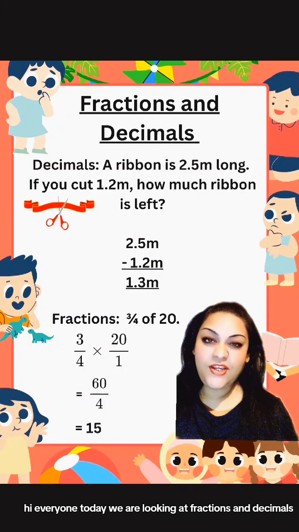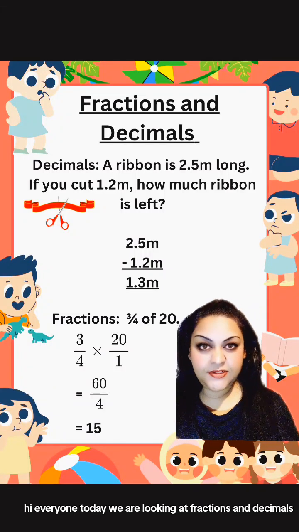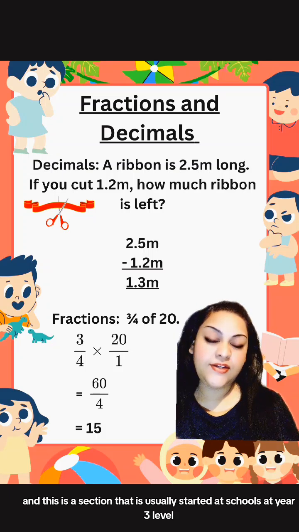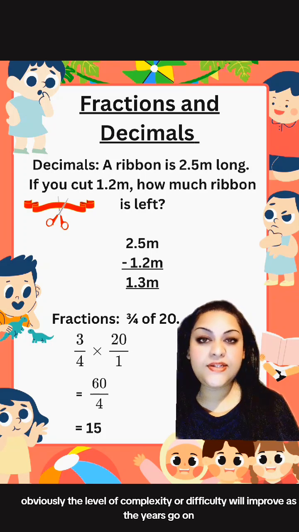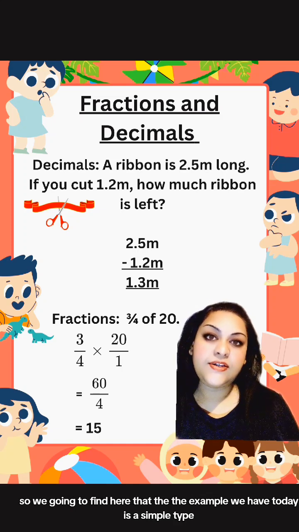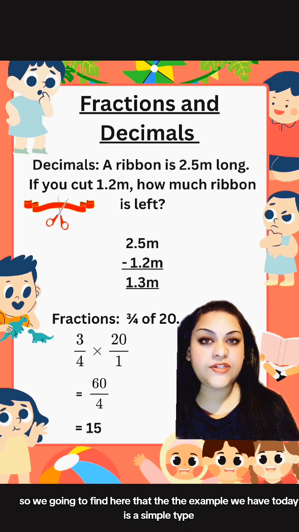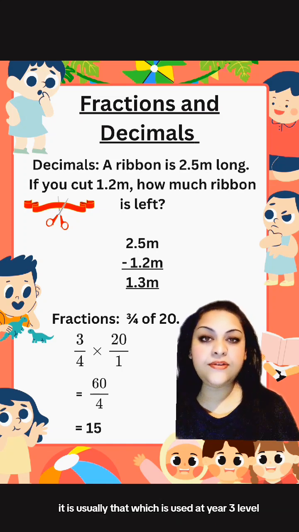Hi everyone, today we are looking at fractions and decimals, and this is a section that is usually started at schools at year 3 level. It is continued all the way through to years 4, 5 and 6. Obviously the level of complexity or difficulty will improve as the years go on. So we're going to find here that the example we have today is a simple type. It is usually what is used at year 3 level.